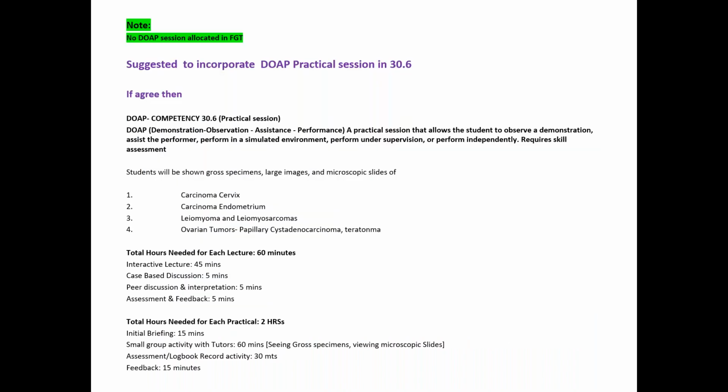Okay, thank you. As we saw with the competencies, we note that there is no DOAP session allocated in the female genital system. So what I suggest is to incorporate a DOAP session in 30.6, that is the cervicitis competency, which will be covered when we are doing CA cervix and mention the HPV types and precancerous lesions and so on. Or either incorporate or replace the cervicitis with a DOAP session, in which we should demonstrate and assess students' performance.